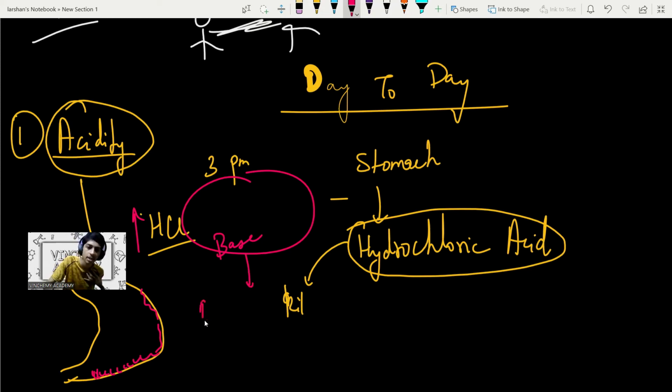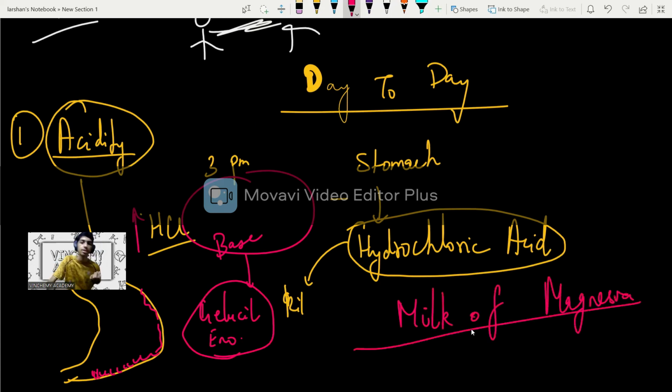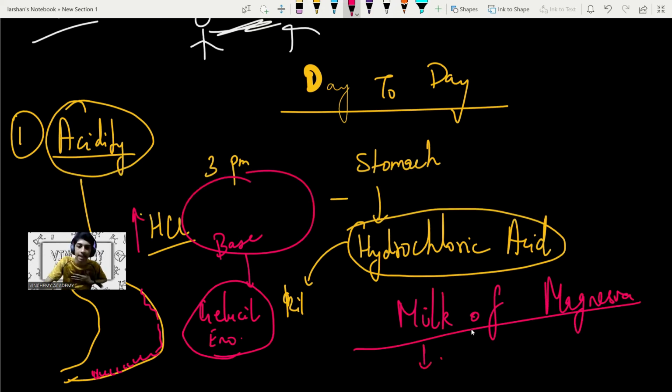Generally, people take Gelusil when they have acidity, Gelusil or Eno, right? So all of these have some base. Earlier, people used to take a base called milk of magnesia. It's not milk, it's a base called milk of magnesia, and people take it for the problem of acidity. And that has the base magnesium hydroxide.